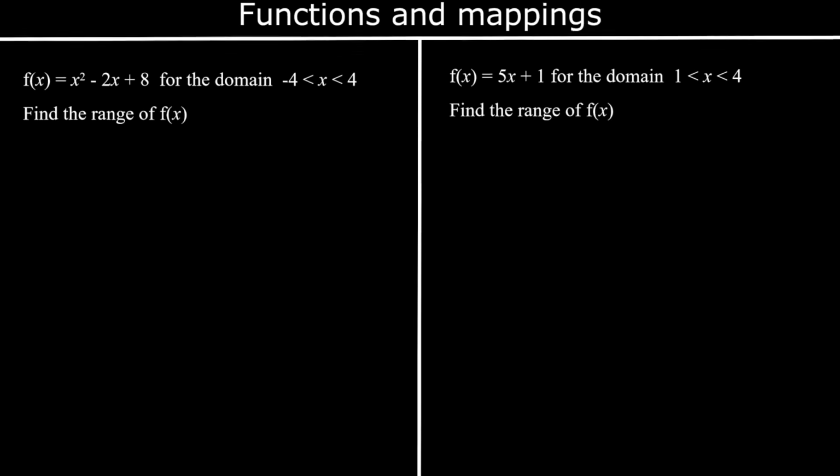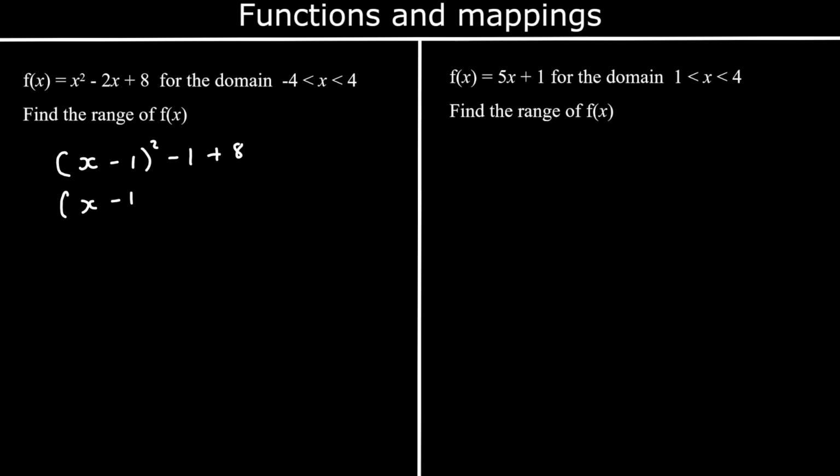Here's another one. f(x) is x squared minus 2x plus 8. For the domain -4 to 4, find the range of f(x). So this time the minimum point will matter. So I'm going to complete the square. (x minus 1) squared minus 1 plus 8. (x minus 1) squared plus 7. So f(x) is (x minus 1) squared plus 7. So the minimum point is at 1, 7.